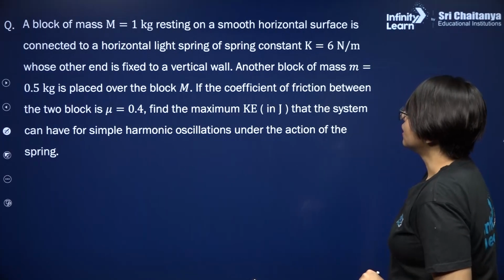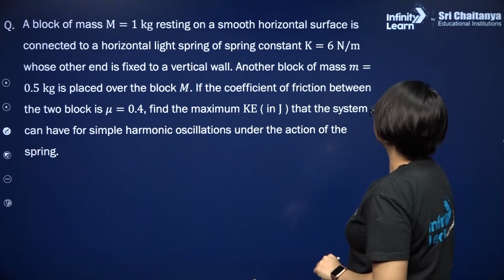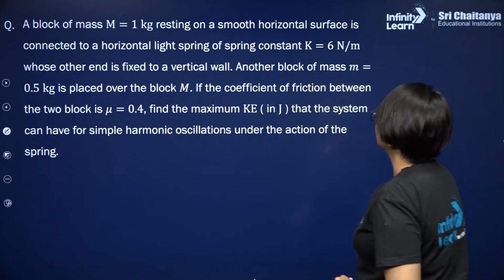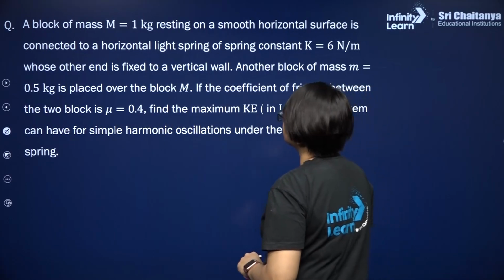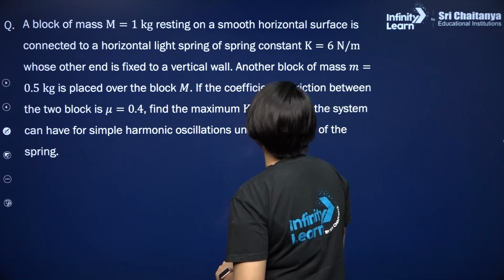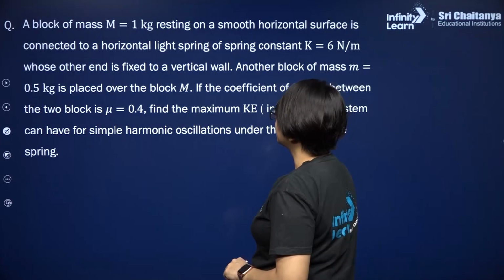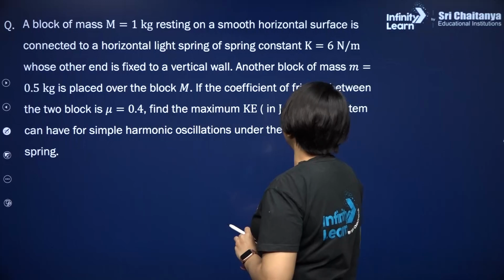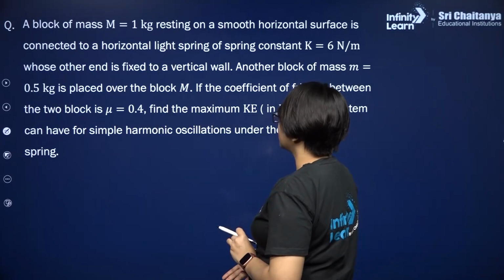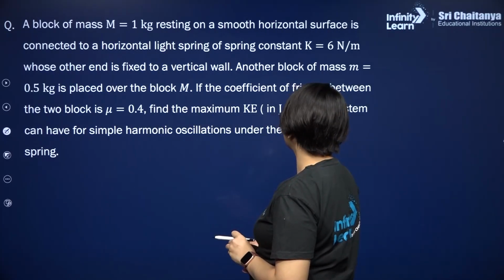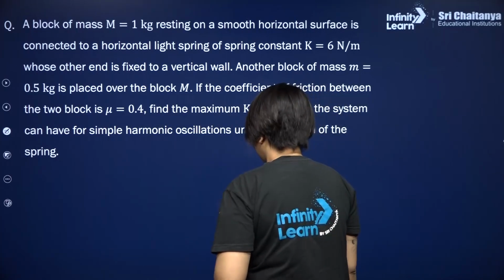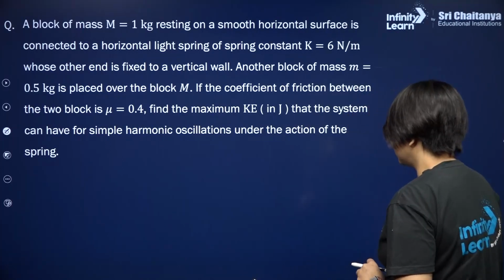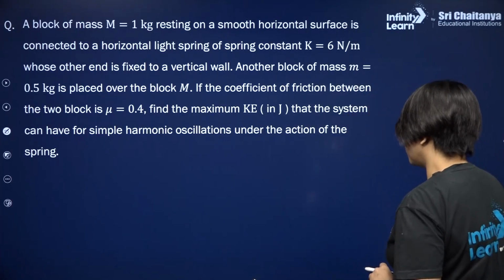Next is this one. A block of mass 1 kilogram is resting on a smooth horizontal surface and is connected to a horizontal light spring of spring constant 6 Newton per meter whose other end is fixed at vertical wall. Another block of mass 0.5 kg is placed over block M. If the coefficient of friction between the blocks is 0.4, find the maximum kinetic energy that the system can have for simple harmonic oscillation under the action of the spring, right.